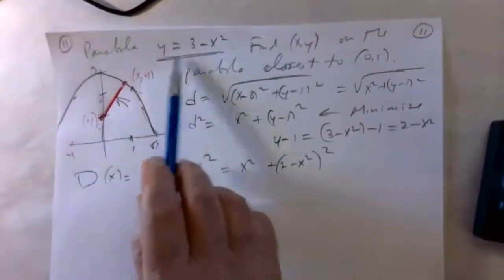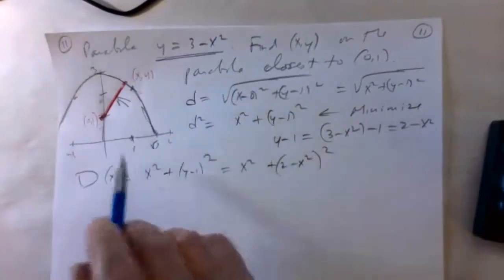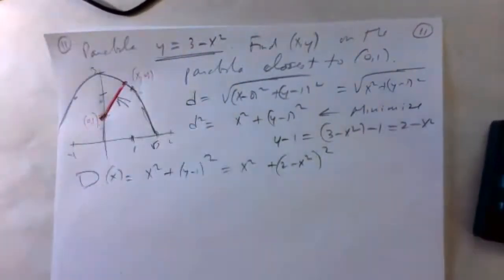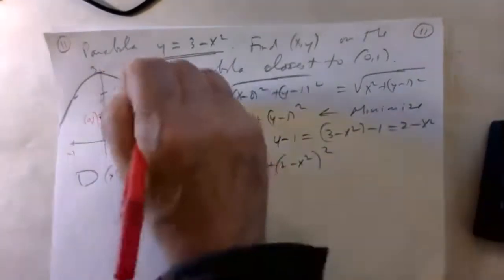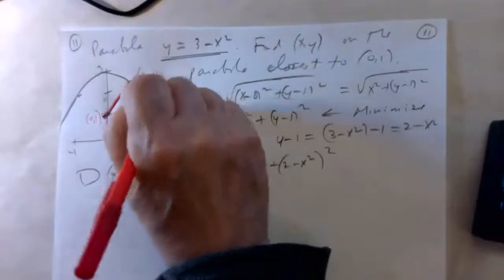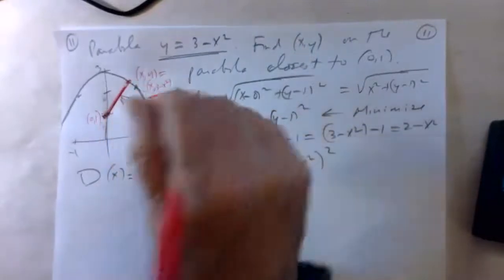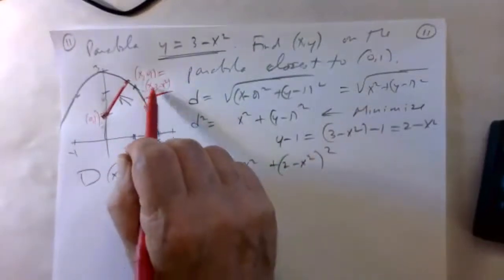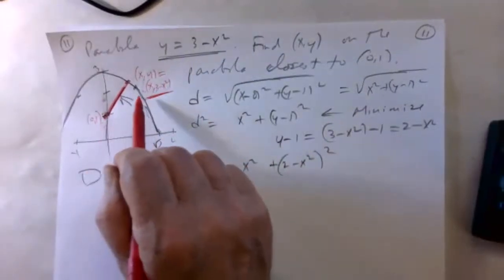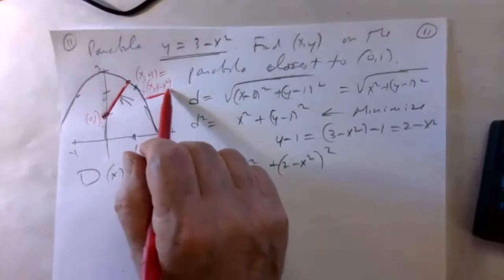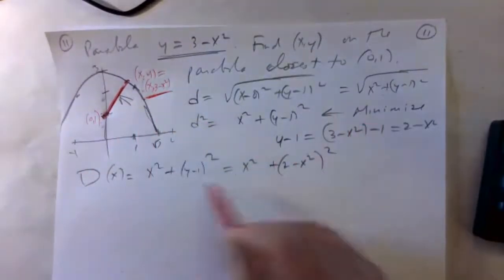We have the parabola y is 3 minus x squared. Take a point on the parabola with coordinates x, y, but of course this is the same as x comma 3 minus x squared. And what's the distance from here to here? Well, the distance squared is x squared plus 3 minus x squared minus 1 squared, or 2 minus x squared.